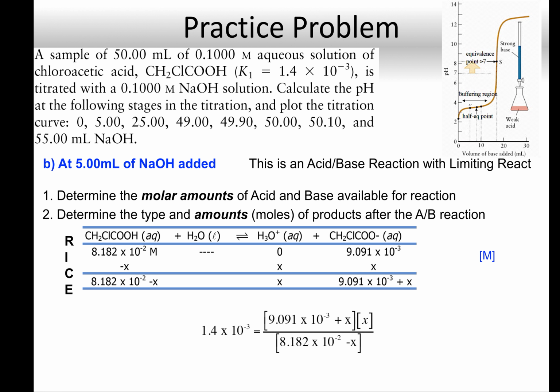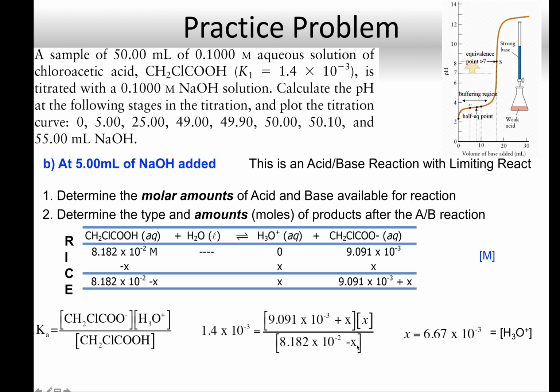We set up the equation of Ka in terms of the concentrations of each of the species at equilibrium. We end up having a quadratic equation that, if we solve it, is going to give us 6.67 × 10^-3 molar. That X is the concentration of my H+. Then now I have 2.18.